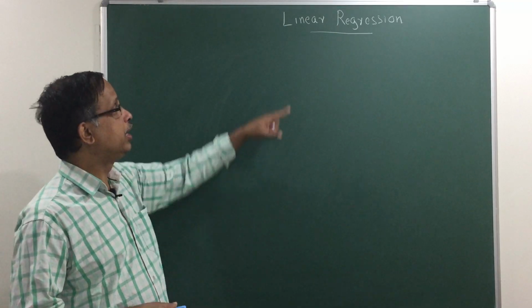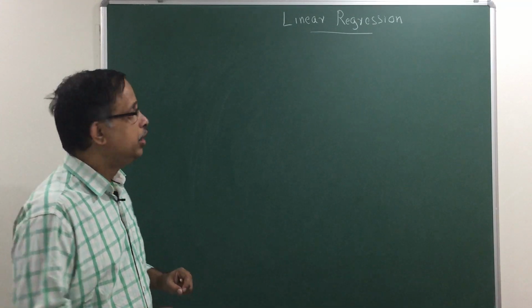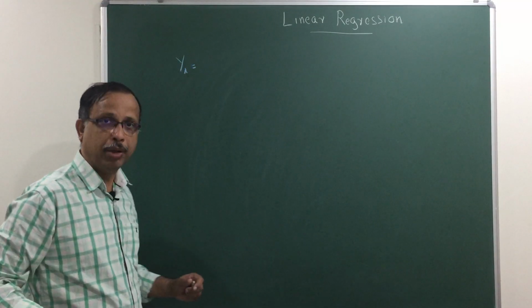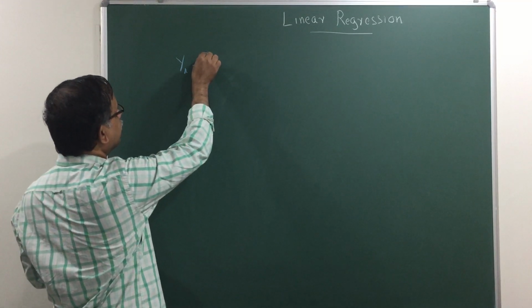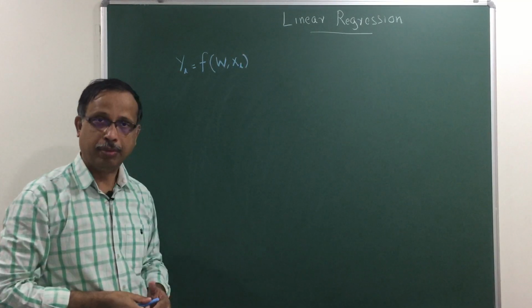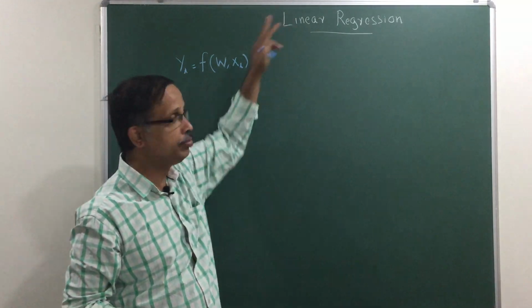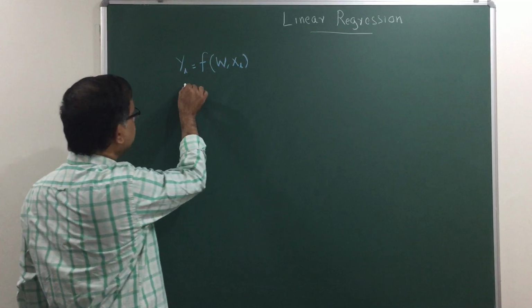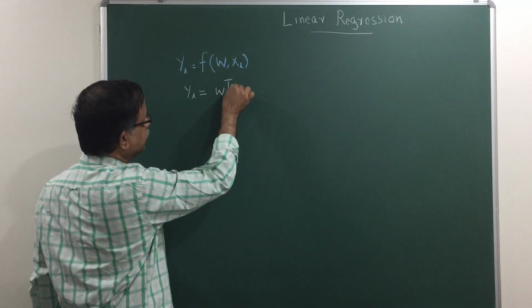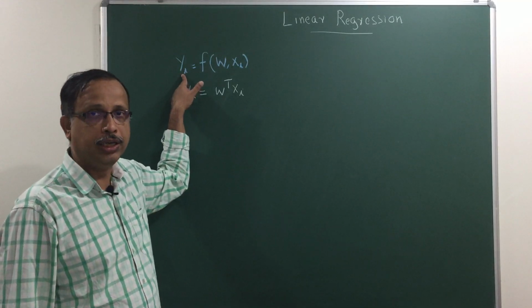Let us look at how a regression problem can be formulated and solved. So we know the problem of learning a parametric function f of w, xi from data. We made the assumption that the function is linear and the function is of the form yi is equal to w transpose xi. Remember, yi is a real quantity, it need not be an integer.